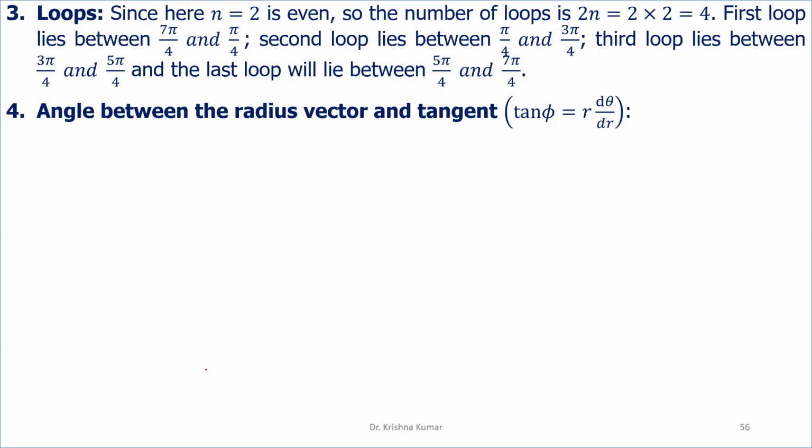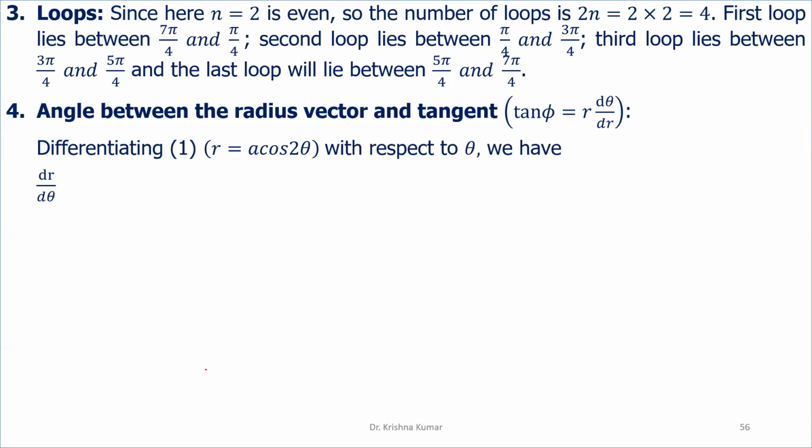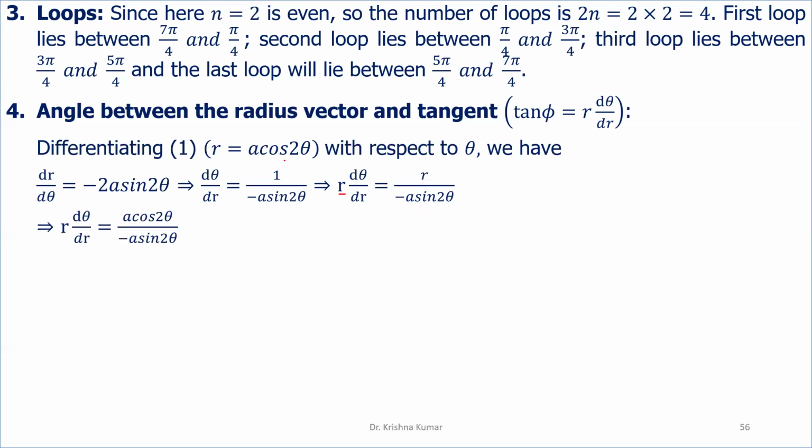Now let us see the angle between the radius vector and the tangent. Differentiating 1, r equal to a cos 2 theta, with respect to theta, we have dr by d theta equal to minus 2a sine 2 theta. Let us reverse this: d theta by dr equal to 1 upon minus 2a sine 2 theta. And if you multiply by r, r d theta by dr is r upon minus 2a sine 2 theta. The value of r is equal to a cos 2 theta.